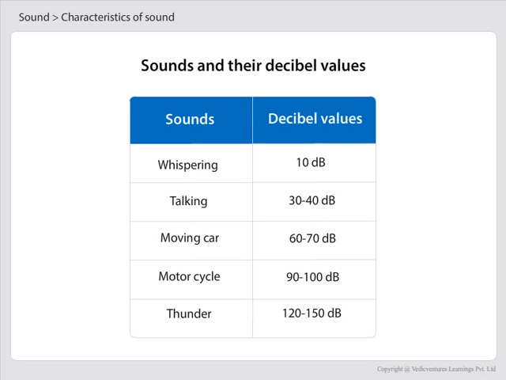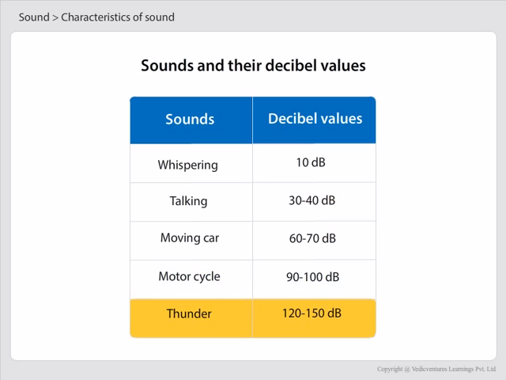Different sounds have different decibel values. For example, whispering has a decibel value of 10, which is the lowest volume heard. Talking has a decibel value between 30 and 40. A moving car produces a sound of decibel value between 60 and 70. A motorcycle produces a sound of decibel value between 90 and 100.